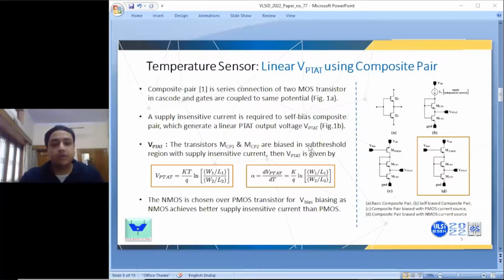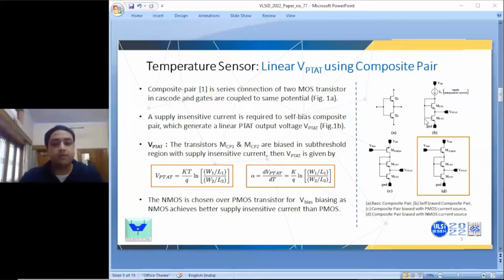So now I will explain the temperature sensor architecture, what architecture we have used. If you see this figure B, this is a very basic architecture. This is also known as the composite pair, in which we have used two NMOSes which are stacked on top, and both the gates are connected to the same voltage. This architecture has been proposed previously also, and this is a very well-known architecture.